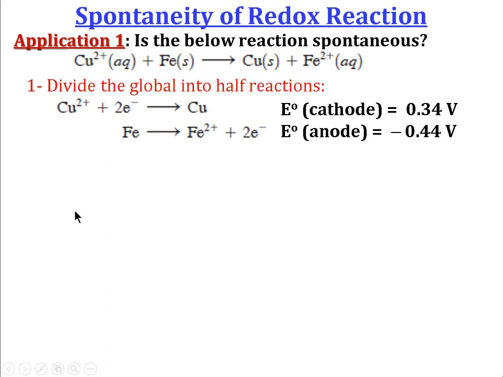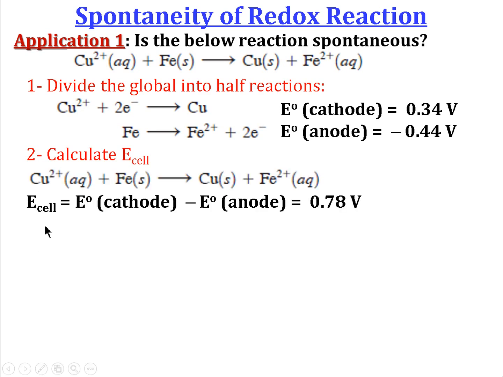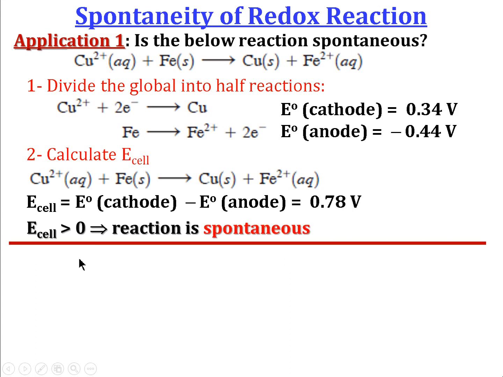The second step is to calculate E of the cell, which is equal to E0 reduction minus E0 oxidation. So E0 of the cell is equal to 0.78 volt. Since E of the cell is positive, this reaction is spontaneous.